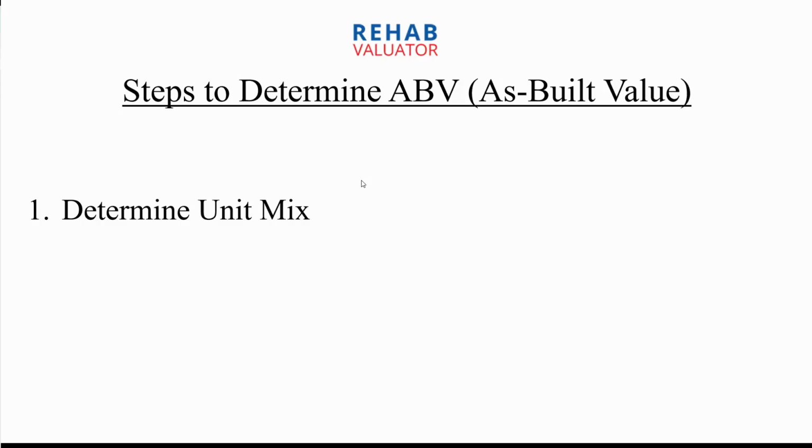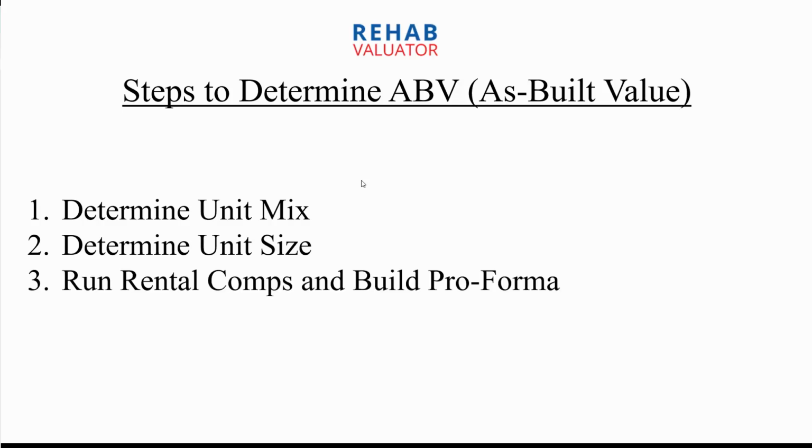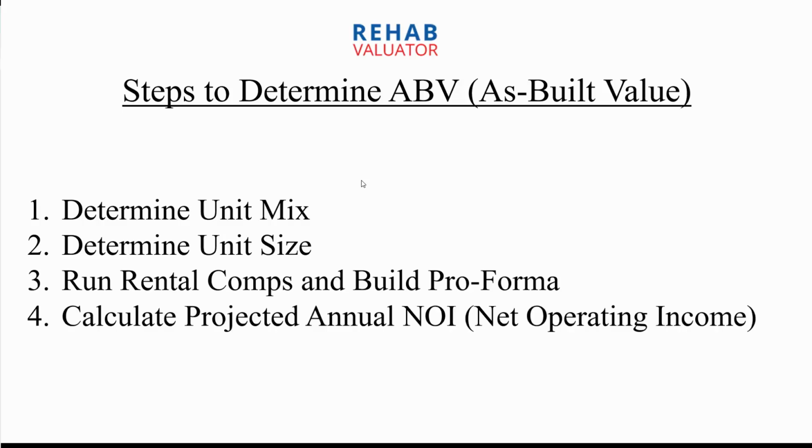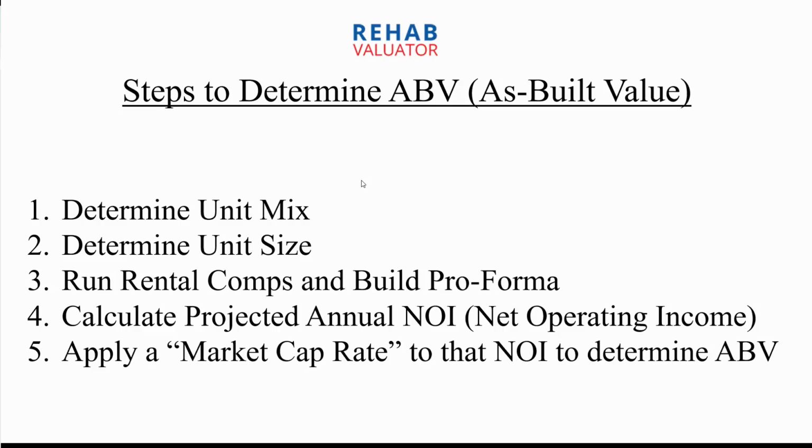You're going to determine your unit mix: out of these 10 units, how many are studios, ones, twos, threes. You're going to determine unit size. You're going to run rental comps and build a pro forma. You're going to calculate your projected net operating income. And then you're going to take what's called a market cap rate, and you're going to apply that to your annual net operating income to determine the future as-built value. Now, that may sound complicated, but I'm going to break it down into steps for you.